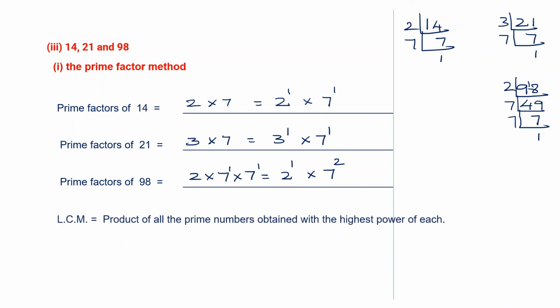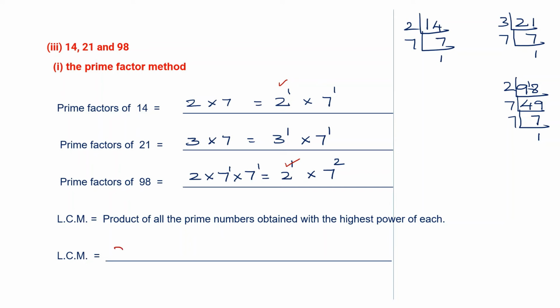Now again, LCM is the product of all the prime numbers with the highest power. So to find the LCM, let's see the power of 2, the highest power of 2. So here I have 2 to the power of 1 and 2 to the power of 1 here also.